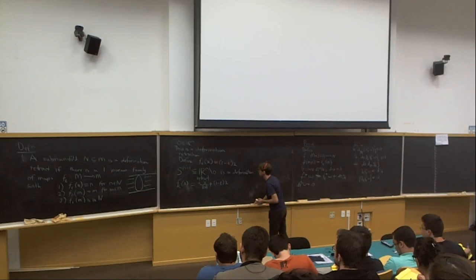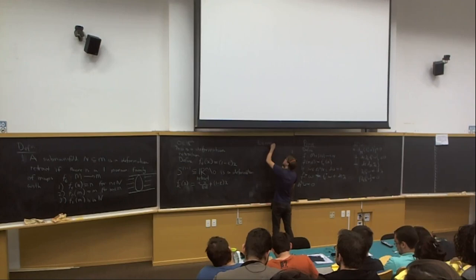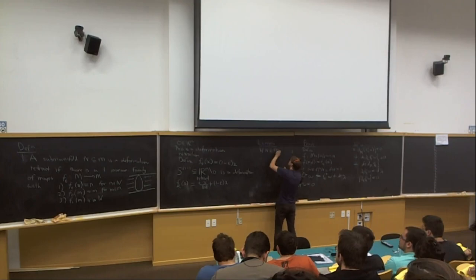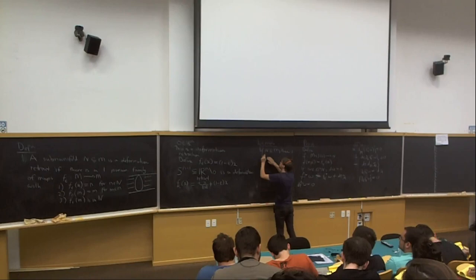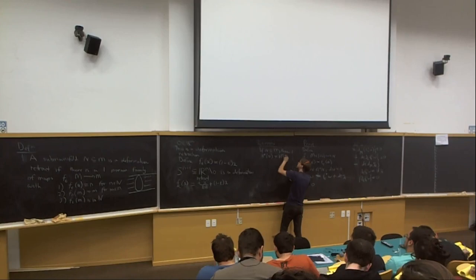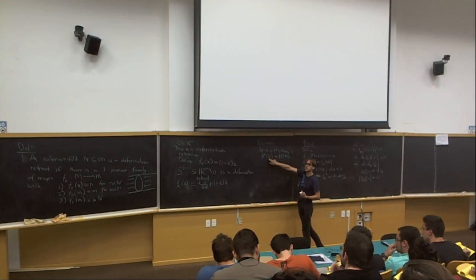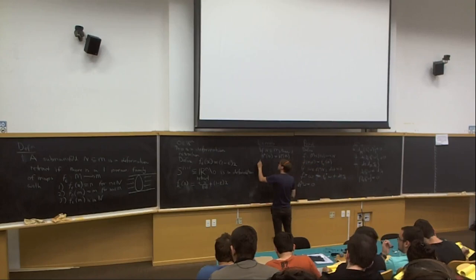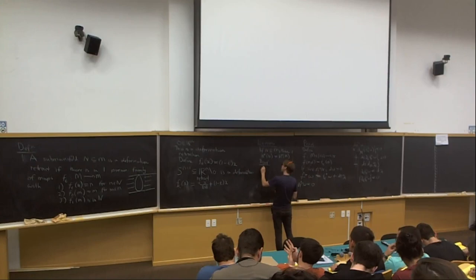So the reason for saying all this is, if I have a deformation retraction, then the cohomology of N is equal to the cohomology of M. So all the cohomology classes really just come from this essential topology which can't be removed. Here's the proof. We have this family of maps.